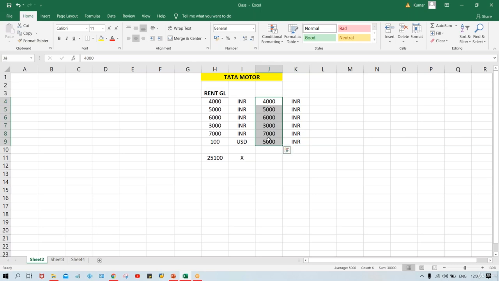Now this is the correct figure. It means 30K. This is the correct figure, right? So here what is happening, whatever amounts are getting posted in foreign currency, let's suppose a single transaction is there. I have converted it manually. But if you talk about an organization, several transactions are taking place in foreign currencies, right?